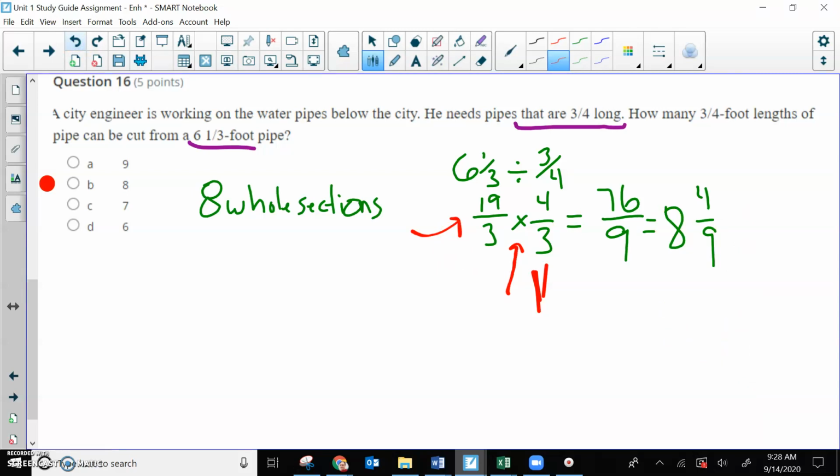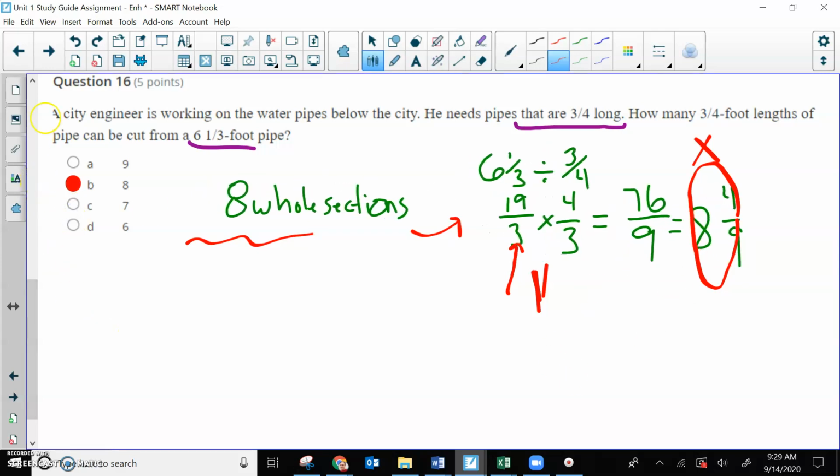The question is, how many useful pipes does he have? He only has 8. He can't use 4/9. So this remainder really is kind of thrown away, like tossed in the extra pipe pile, right? Because he can't use that size. He needs 3/4 foot. So the answer then you would put is B right here.